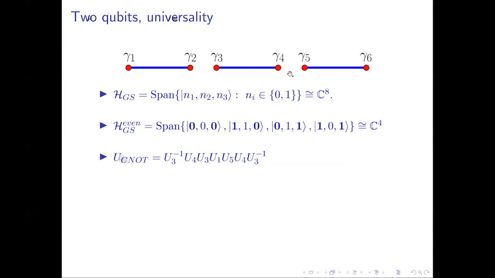To have two qubits, we need three chains. So now we've got three zero modes. This gives us C8, and then let's take even occupation numbers again. That's the space, and you can see that this is two qubits just by looking at the boldface numbers: 0, 0, 1, 0, 0, 1, 1, 1. So this gives us two qubits. And it can be shown that a C0 gate is such a complicated combination of exchanges.